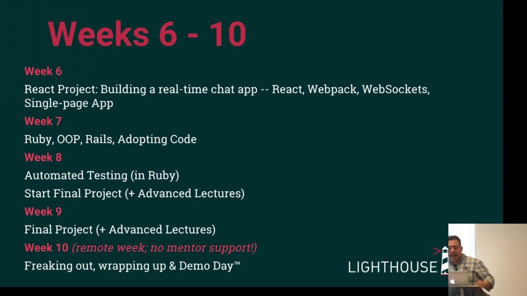Week 6, React. React is a framework for building front-end interaction. Week 7, you'll be learning a new general-purpose language. Everything up till now you'll have done in JavaScript. You'll now be learning Ruby and a framework called Rails for making server stuff. Week 8 is a little bit of automated testing in Ruby, and then you start your final project.